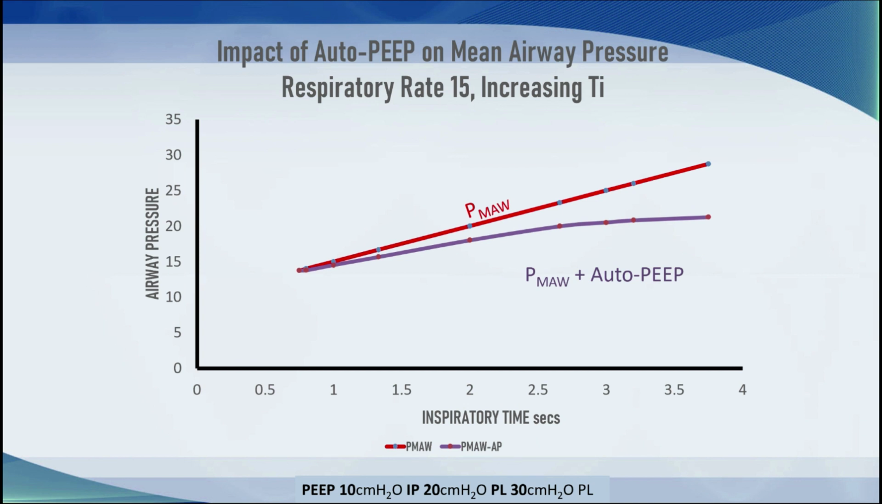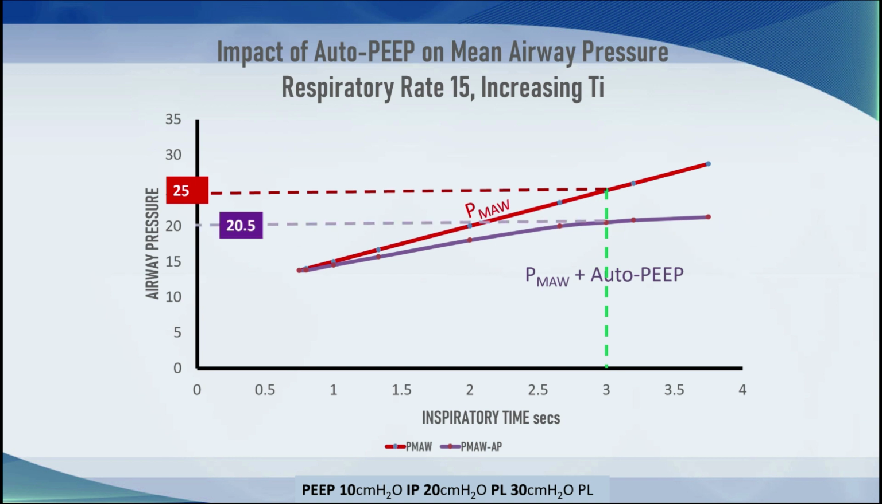In this picture, I have mapped out mean airway pressure against airway pressure on the y-axis and inspiratory time on the x-axis. And you can see here at this point of 3 second inspiratory time, 1 second expiratory time, that's a 3-to-1 inverse ratio ventilation strategy, that the mean airway pressure is a really generous 25 centimeters of water. However, if the patient has Auto-PEEP, and this is just 3 or 4 centimeters of water Auto-PEEP, what happens is that mean airway pressure drops off significantly.